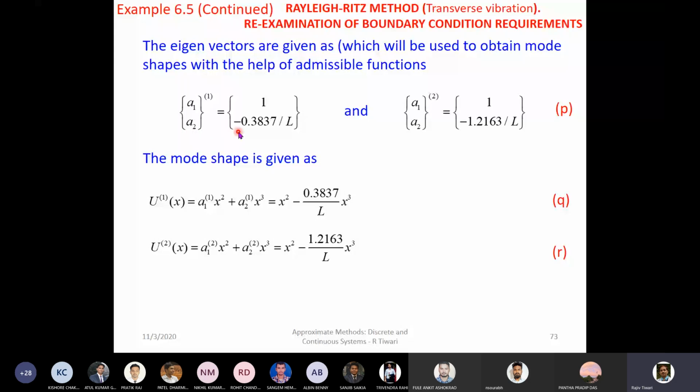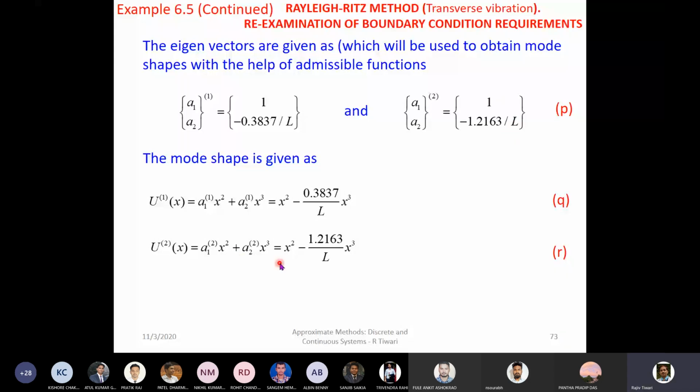That means U we have chosen as a1 x square plus a2 x cube. This is corresponding to the first natural frequency. So I substituted 1 here in place of a1. The superscript represents the first natural frequency. For a2 I have substituted this value. So this is the mode shape corresponding to the first natural frequency. Similarly, for the second natural frequency, correspondingly 1 I substituted here for a1, and a2 I have substituted this.